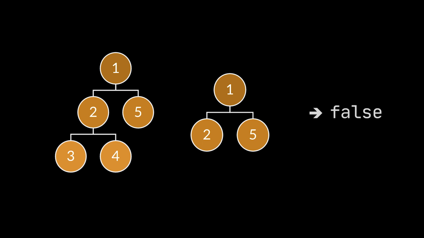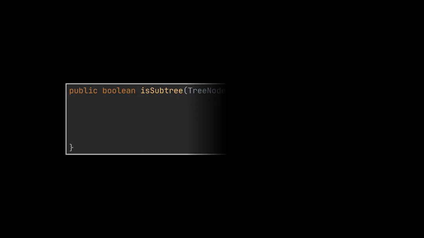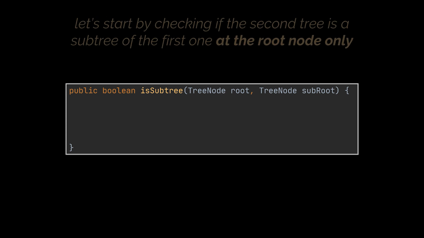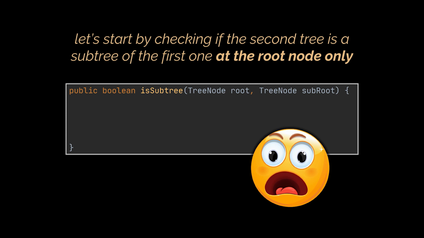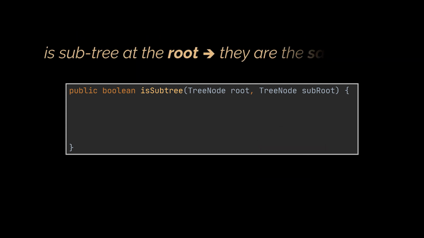Let's try to tackle this problem the same way we did the previous one, and suppose we have the most basic scenario, checking if the second tree is a subtree of the first one at the root node only and not at every single node in the tree. But wait a minute, the basic scenario brought us back to the same problem we just solved, right? The second tree will only be a subtree of the first one at the root if and only if these two trees are structurally similar. So, the solution to this problem is simply calling the method we just implemented.